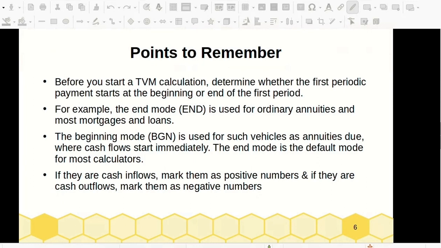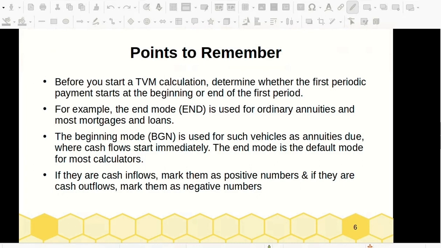This BGN mode is used mainly for annuities due, where the cash flow starts immediately. And the next is the end mode. It is used for ordinary annuities and for most mortgages and loans. The end mode is the default mode for most calculators. And the last point, you have to determine whether the cash flows are inflows or outflows.